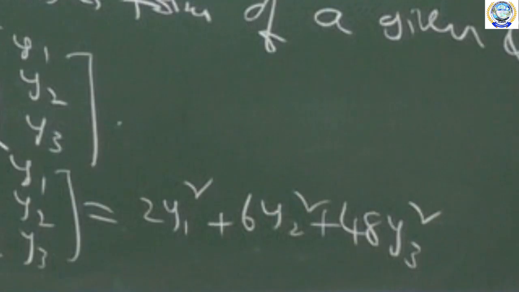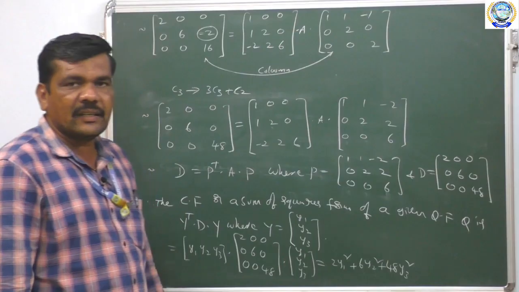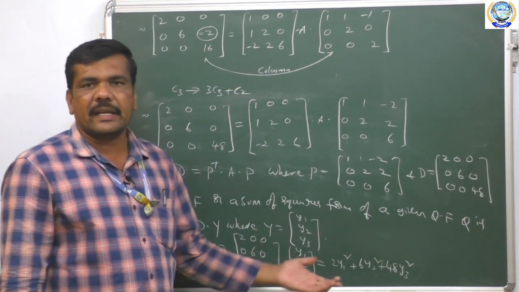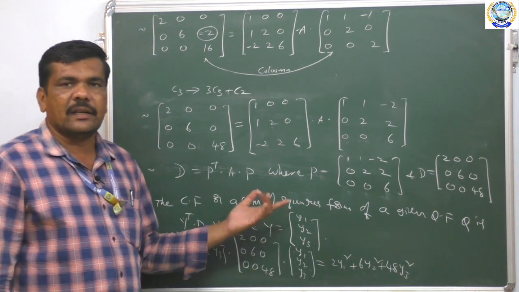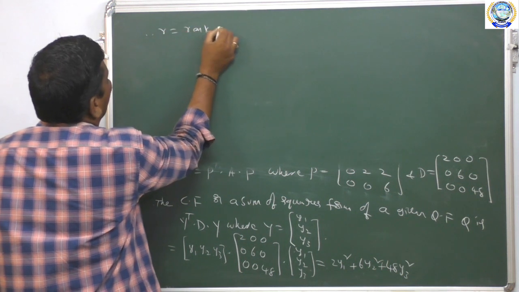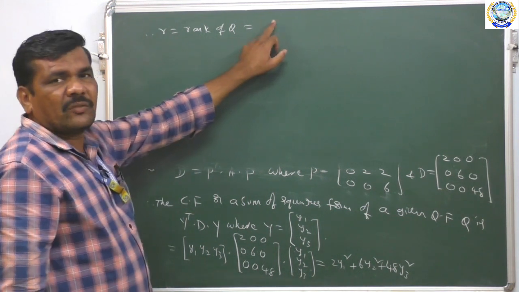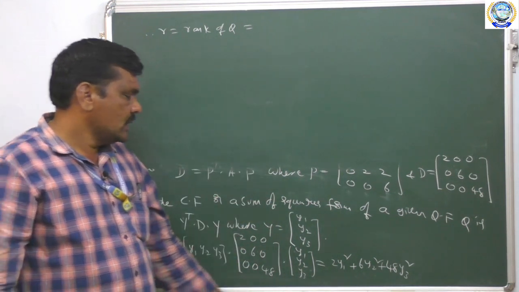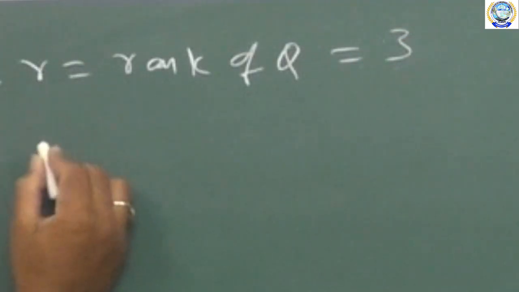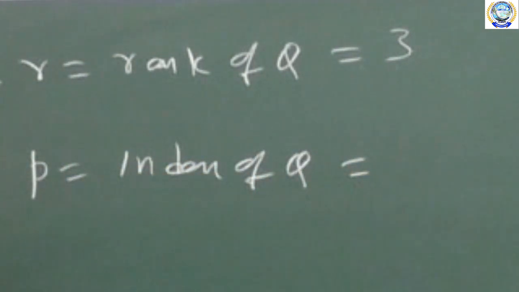This canonical form contains only square terms. From this canonical form, we get the rank, index, signature, and the nature of the quadratic form. The rank of a quadratic form, small r, equals the number of non-zero terms in the canonical form. Here there are three non-zero terms, so the rank of the quadratic form is 3.